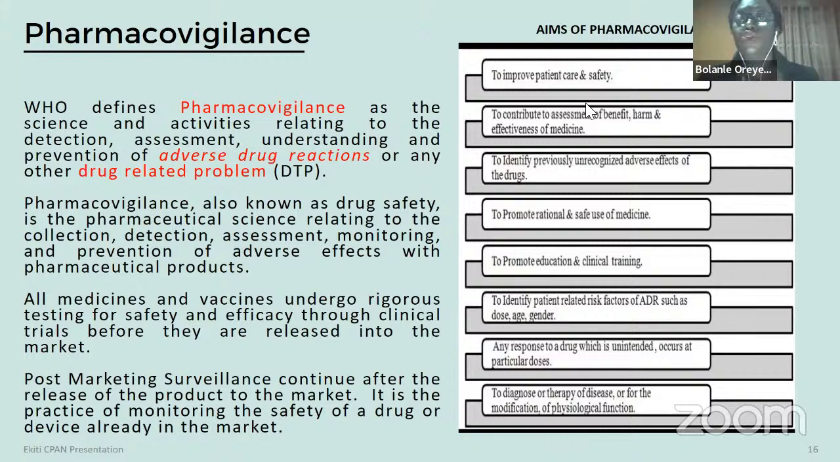And the essence is to improve patient care and safety, to contribute to the assessment of benefit, harm, or effectiveness of medicine, to identify previously unrecognized adverse events, to promote rational and safe use of medicines, to promote education and clinical training, to identify patient-related risk factors of ADRs, such as dose, age, and gender, and any response to a drug which is unintended that occurs at particular doses. We also want to take note of such so that we are careful when giving the drug in those doses. Then it's also to diagnose or treat disease or for modification of physiological function.